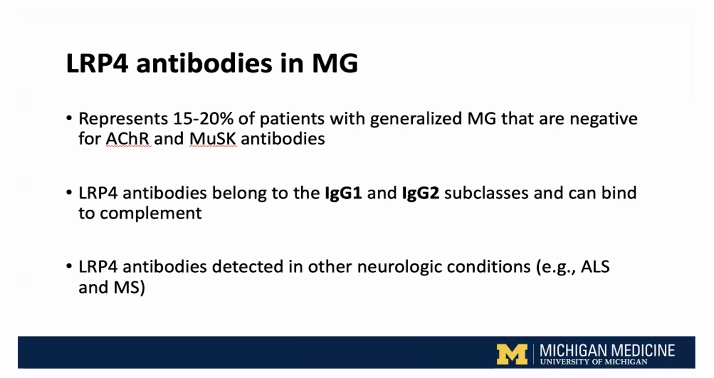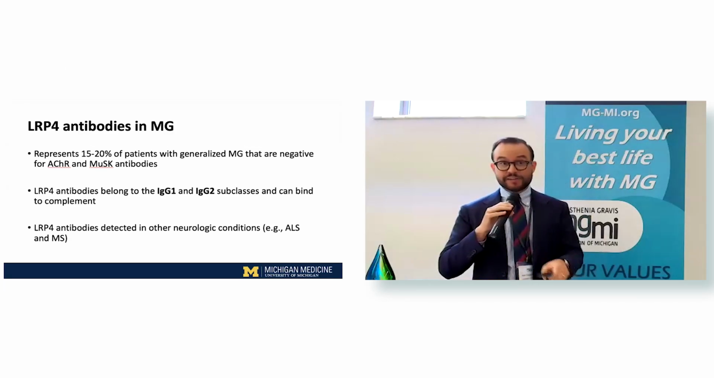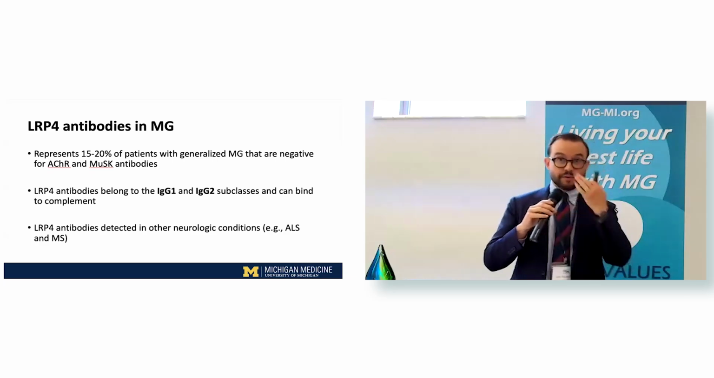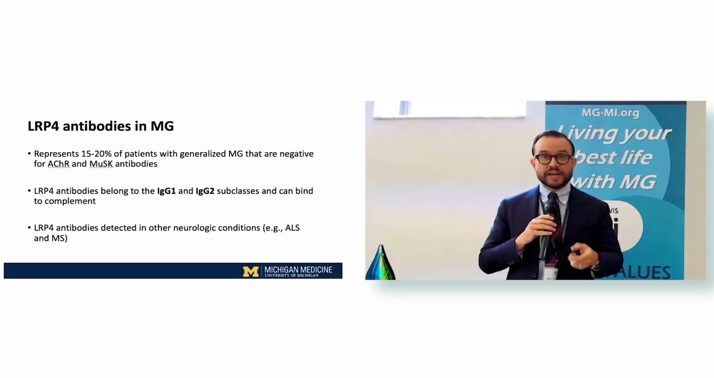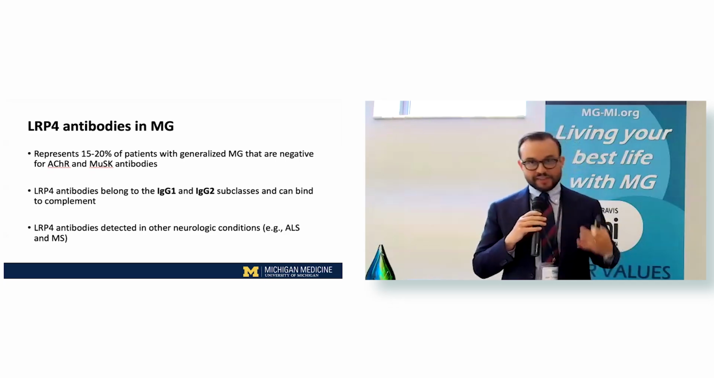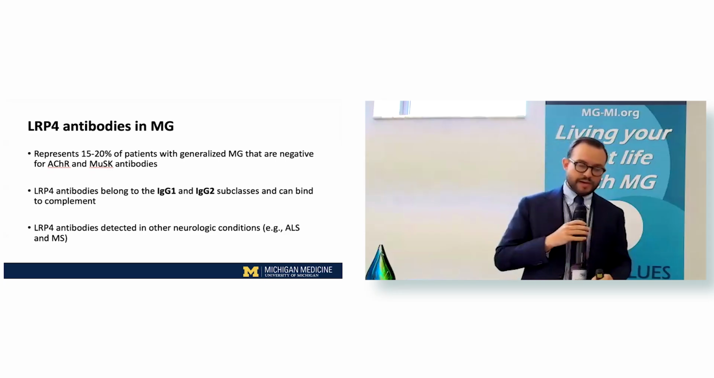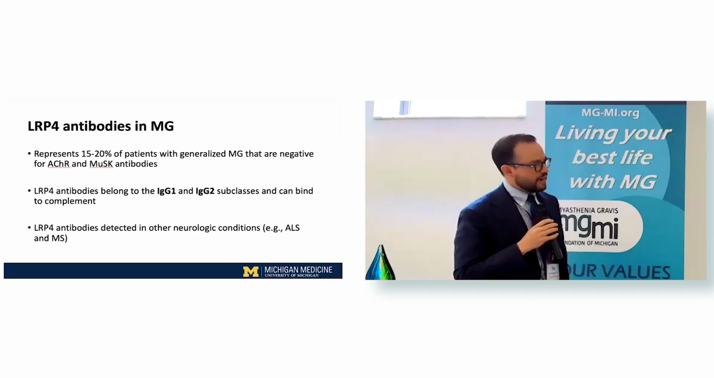So this antibody represents about 15 to 20% of patients with generalized myasthenia that are negative for the other two antibodies. They belong to different subclasses than the MuSK antibody. Some overlap with acetylcholine receptor antibodies in the IgG1 and IgG2 class, and it's also detected in other neurological conditions. Patients with ALS and MS have been reported to also have these antibodies. So it's not necessarily specific for myasthenia gravis if you were to get this test and it came back positive. In that context, it just depends on whether you're having symptoms consistent with myasthenia gravis and all the other testing that we do when assessing patients with myasthenia gravis.